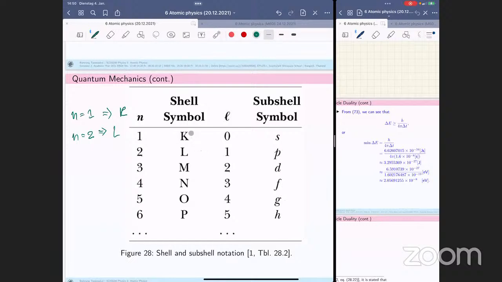It's not the same as the shell symbol. The shell symbol is represented by ordering the English alphabet: K, L, M, N, O, P. I don't know the reason why they use s, p, d, f, g, h. It's not my favor. This is the convention they use in the physics society. I have no force to regulate them to use anything else. What I can do is only to deliver the information to you.